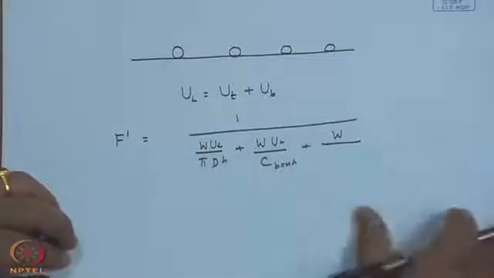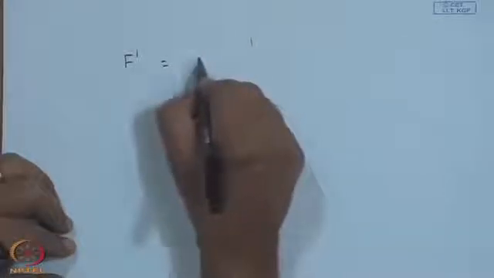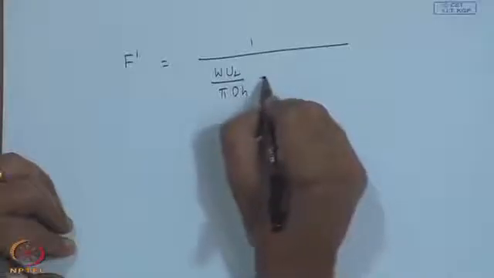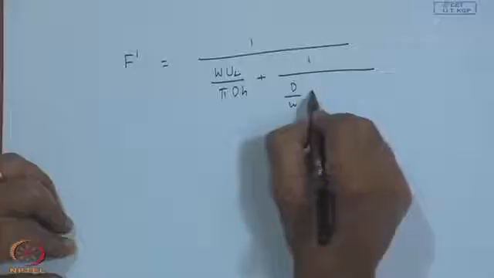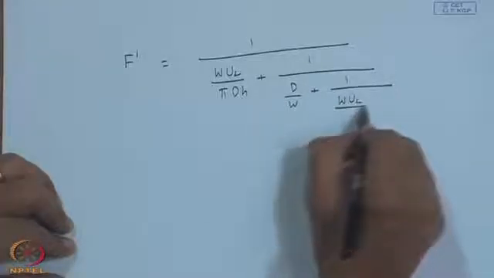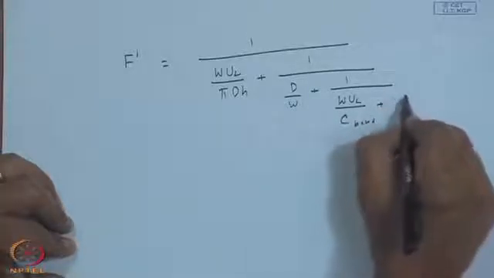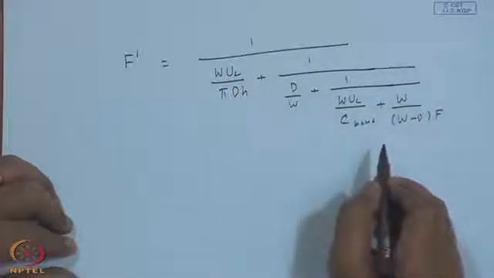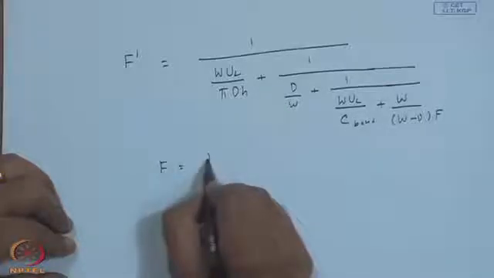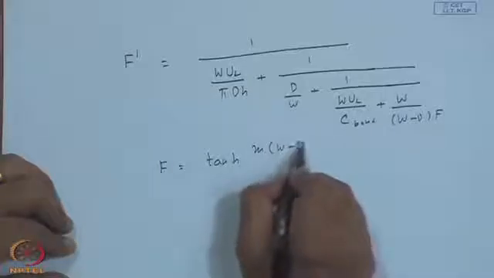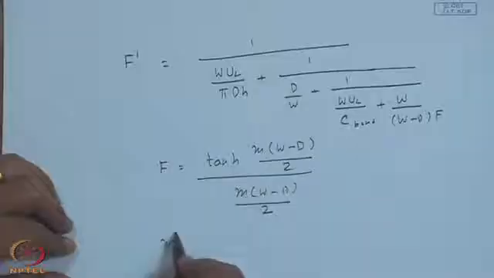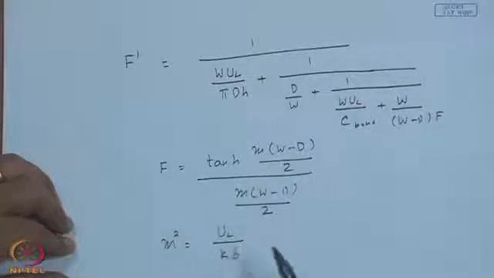This is the previous expression, and for the second arrangement, I am sorry, this F dash will be 1 upon W U L by pi d h plus 1 upon d by W plus 1 by W U L by C bond, plus W by W minus d times F. Again, the fin efficiency has the same expression, that is F is tan hyperbolic m into W minus d by 2 upon m times W minus d by 2, where the fin parameter m squared is defined by U L by k delta.